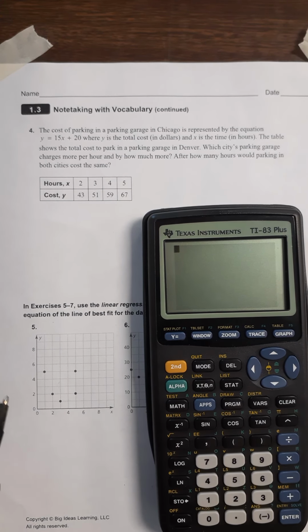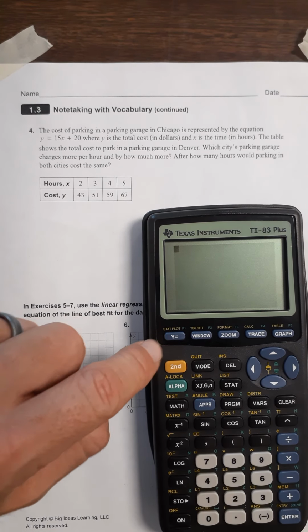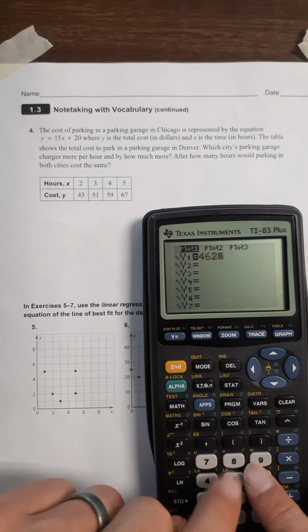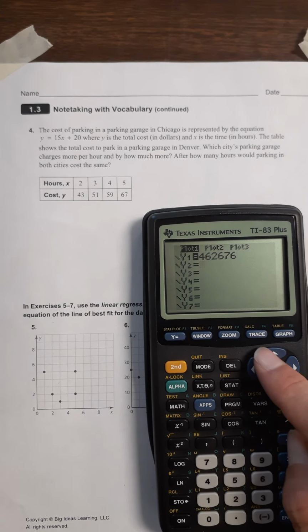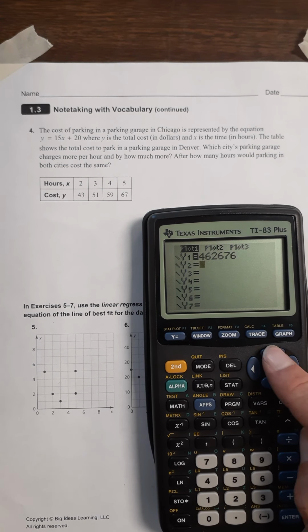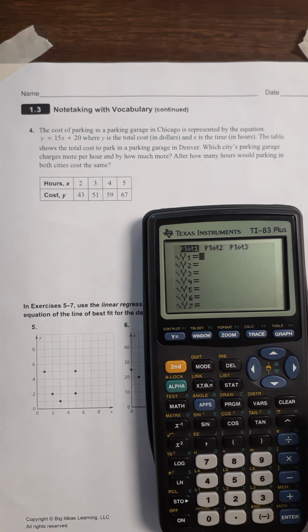So to do that, there's a few things that you have to do with the calculator. Thing number one, go to y equals. If there was anything in any of these, you need to clear that out. So I've got numbers that I just put into y1. So I'm going to go up, clear, and that's gone.